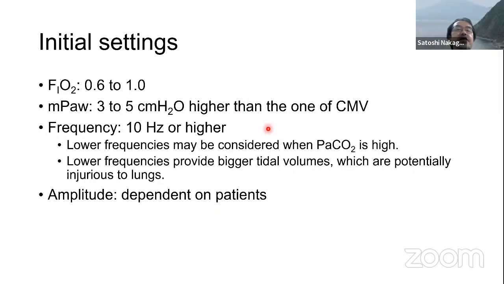We use the frequency 10 hertz or higher. And if we have a patient with a very high CO2 level, we may consider a lower frequency. However, lower frequency provides a bigger tidal volume, which is potentially injurious to the lungs. And we select the amplitude dependent on the patient.